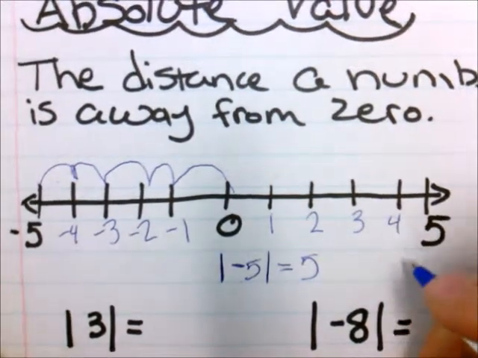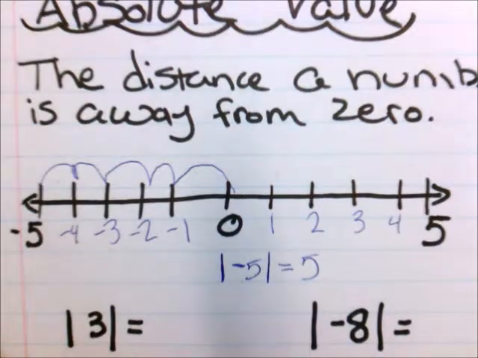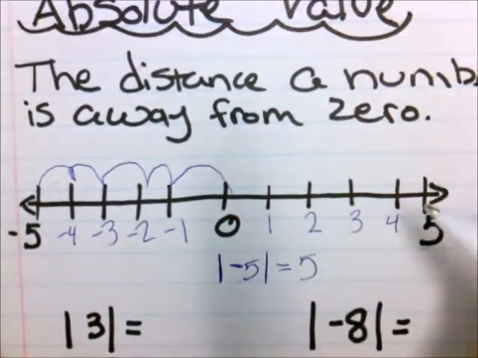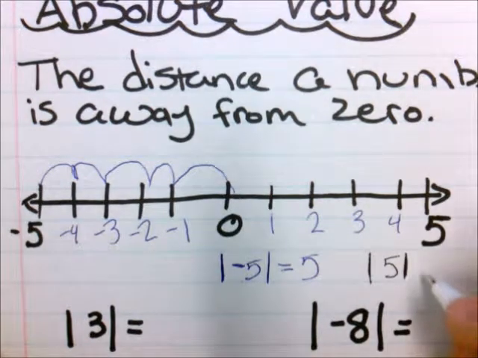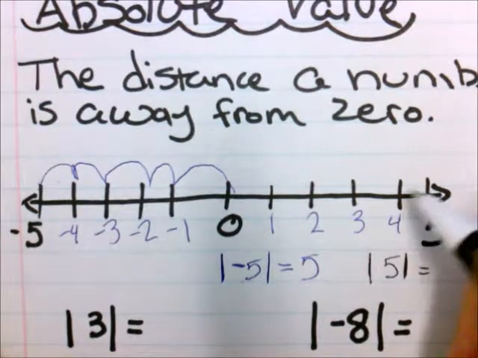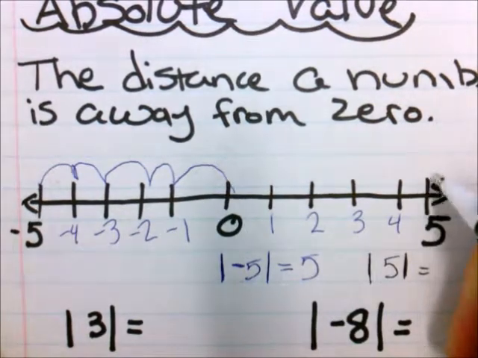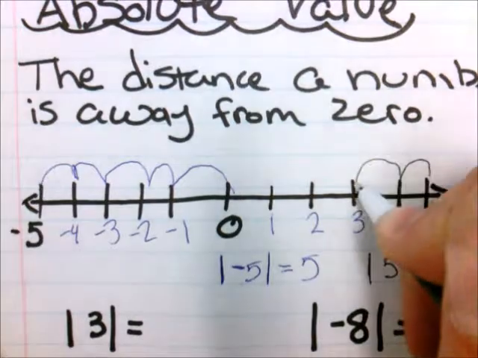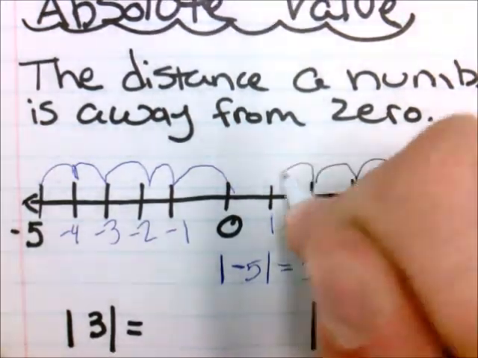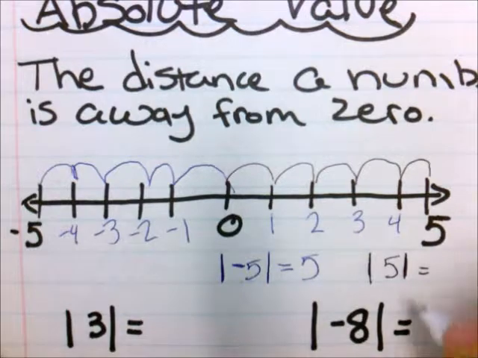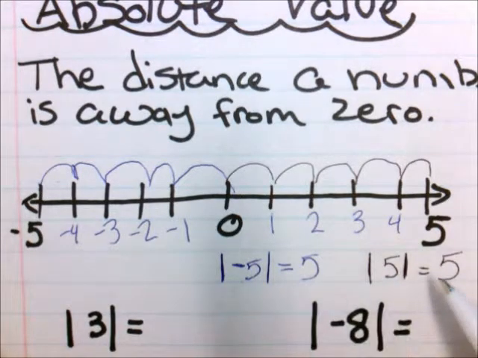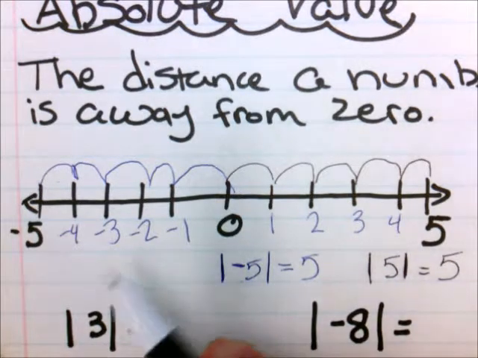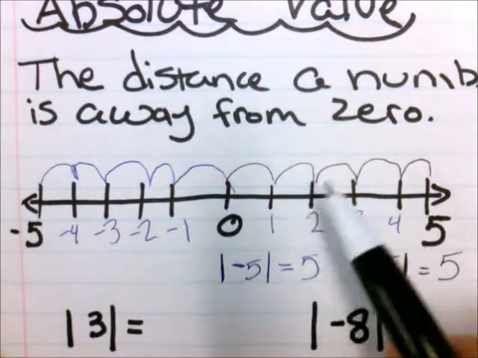Now, if I wanted a different question, what is the absolute value of +5, I'm going to do the exact same thing, but start at +5 and figure out how many hops it is to 0. So start here, and it's 1, 2, 3, 4, 5. And it ends up being +5 again. So both the absolute value of -5 and +5 is +5. Distances, we're always going to be talking about positive distances here.